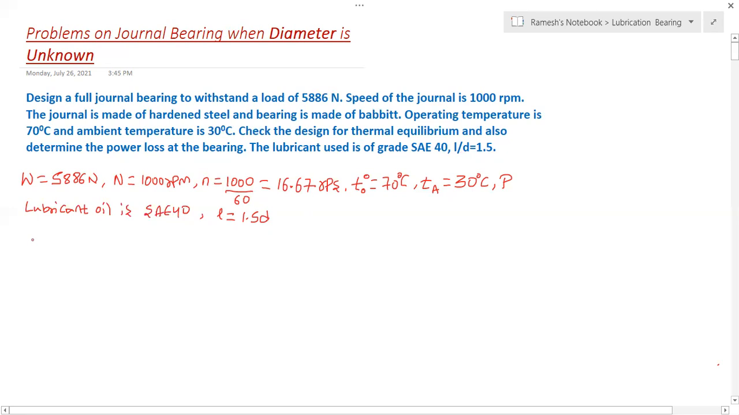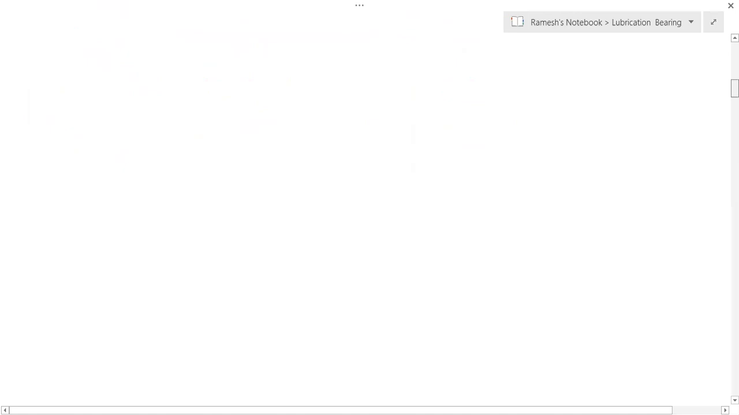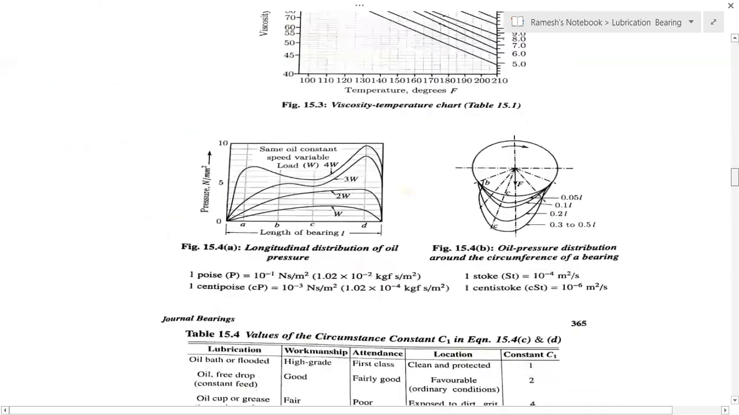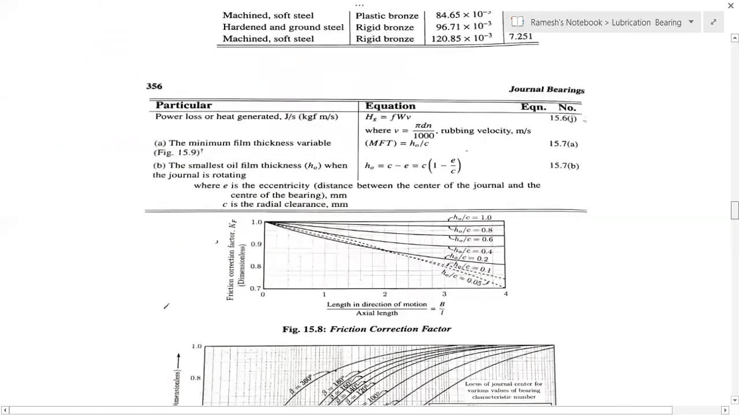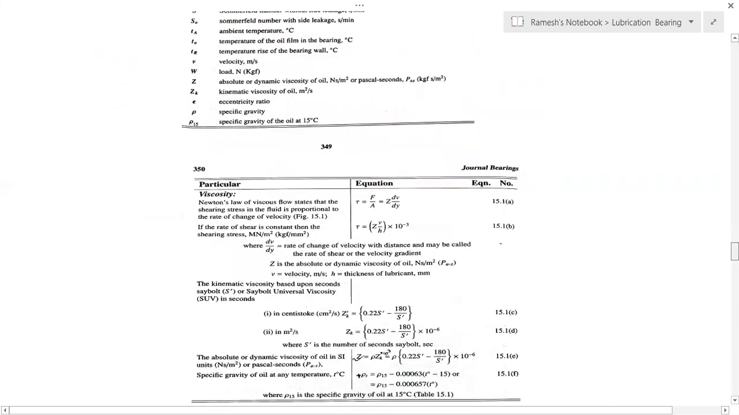In this problem, this is a typical problem where the diameter is not given. How you need to proceed? Okay, first you need to find out the kinematic viscosity. How to find out the kinematic viscosity? You need to see the equations which are there in the data input. Okay, I will show the equation.